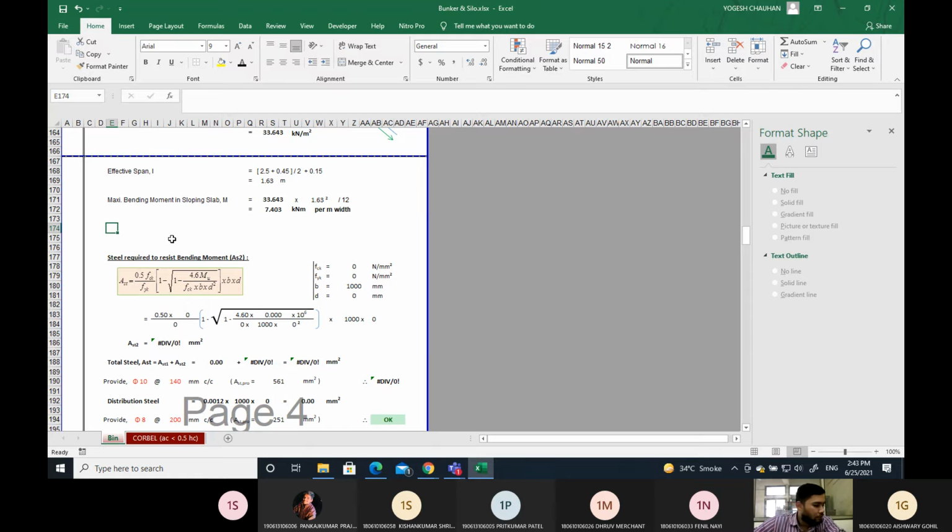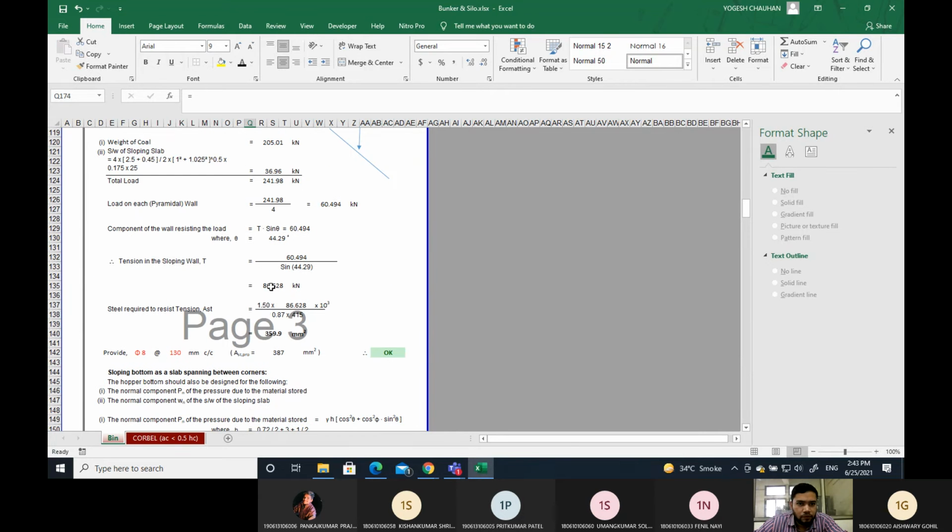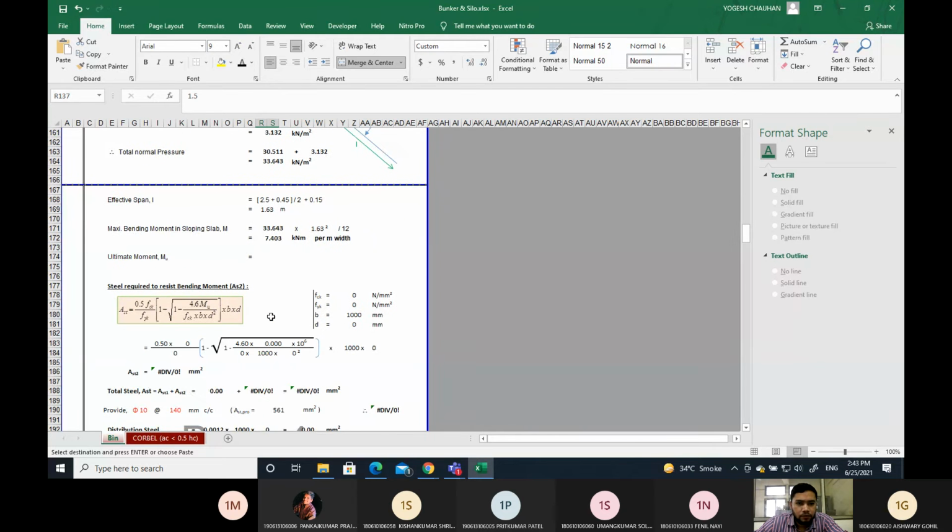Now here we have to find the factored moment as well. So the ultimate moment, Mu, equals 1.5 times the moment. This will be the multiplier. So now you have the moment.